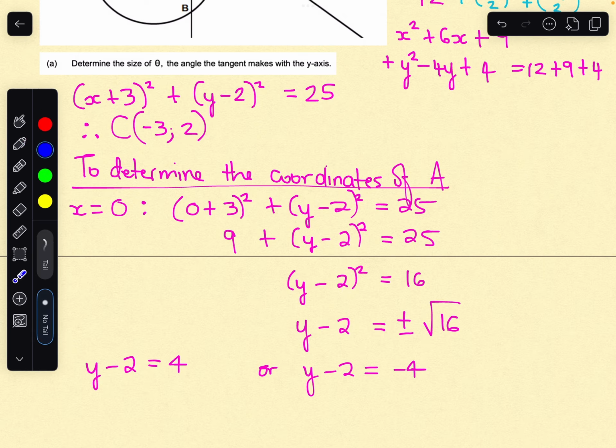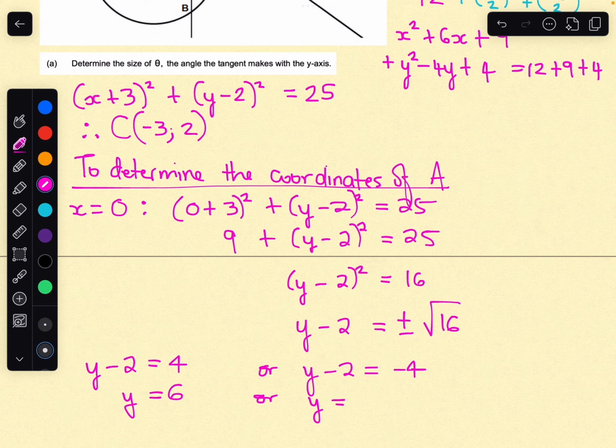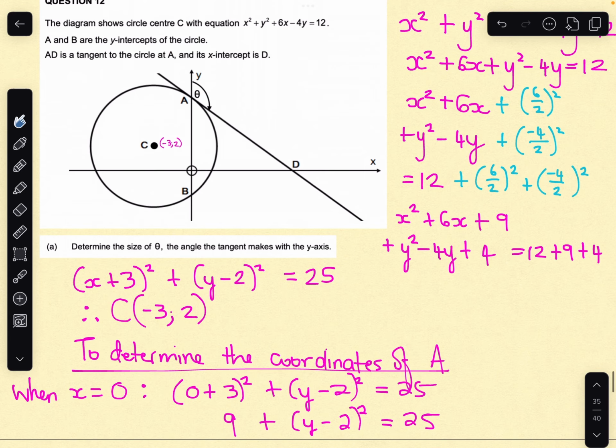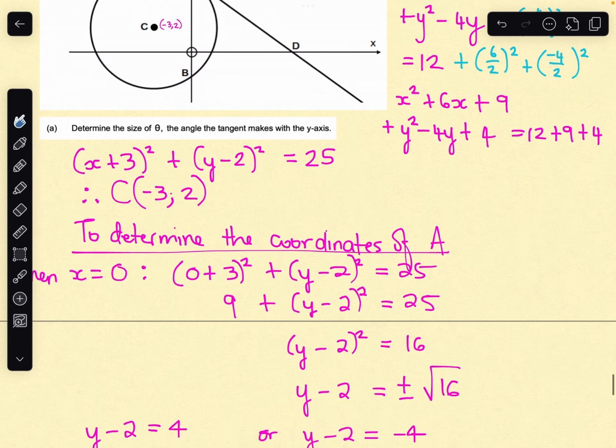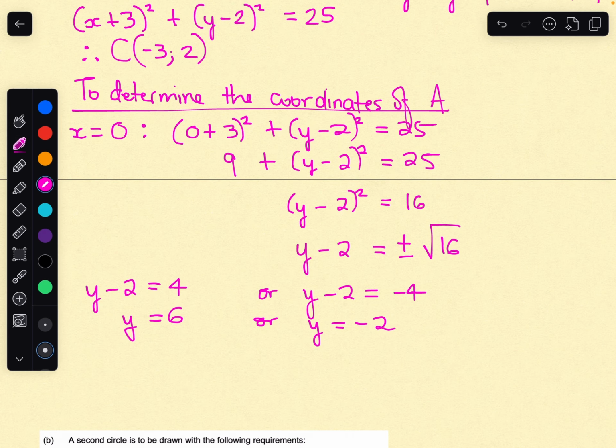So I quite like that, this equation is one that we've managed to solve, it's just nice. So then y is equal to 6, or y is equal to -4 plus 2, which is -2. Right, and we can see that A is the higher y-intercept, so therefore, the coordinates of A are (0, 6).